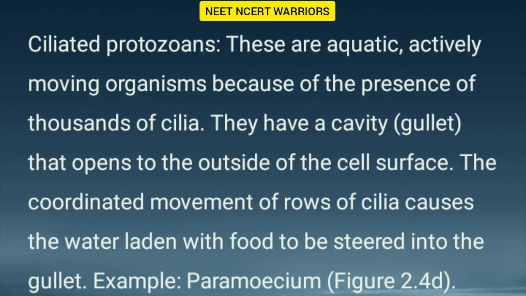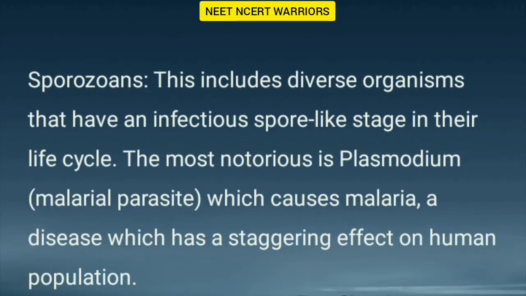Third one, ciliated protozoans. These are aquatic, actively moving organisms because of the presence of thousands of cilia. They have a cavity called gullet that opens to the outside of the cell surface. The coordinated movement of the rows of cilia causes the water laden with food to be stirred into the gullet. Example, Paramecium.